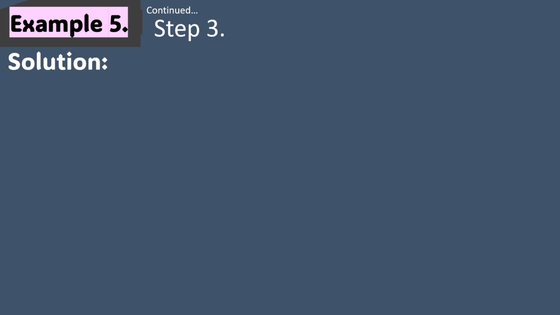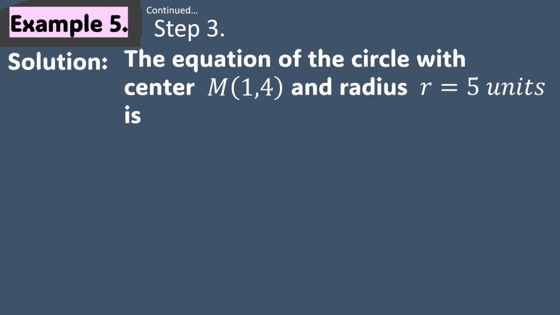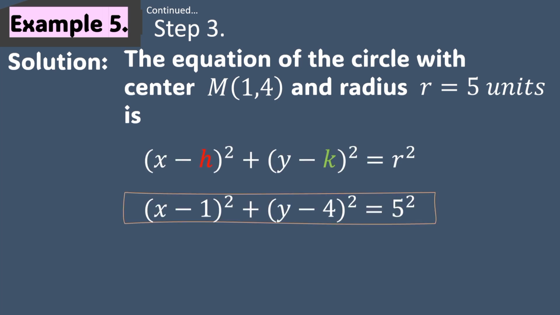Step 3. The equation of the circle with center (1, 4) and radius of 5 units is (x − 1)² + (y − 4)² = 5², or 25.